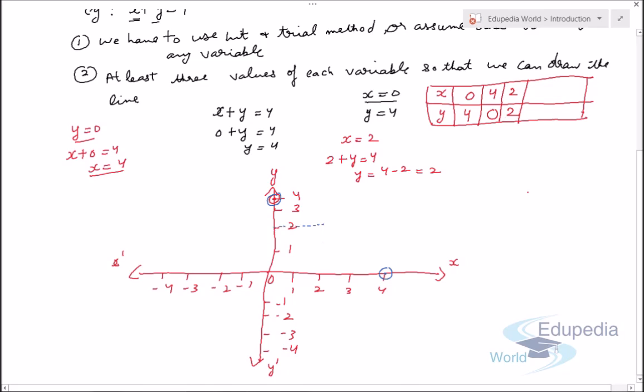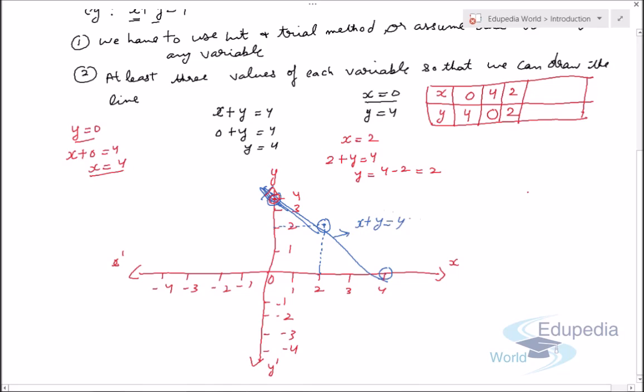So y as 2 and x as 2. So this is the point. In the final step, we'll draw the line through these 3 points. So we got the equation x plus y equals 4. So this is our equation.